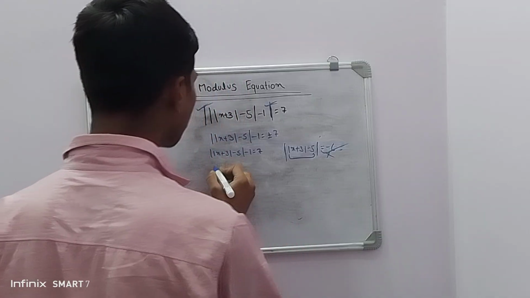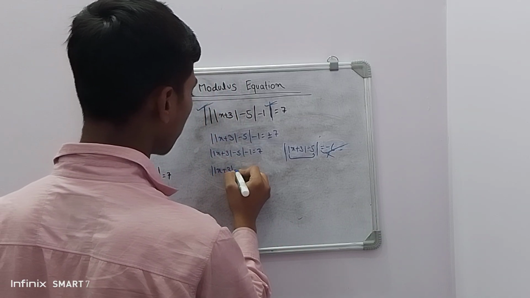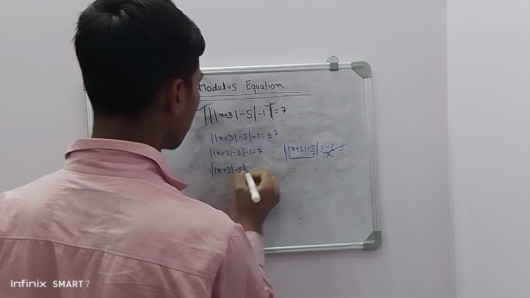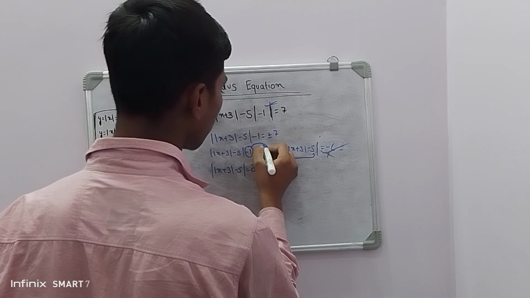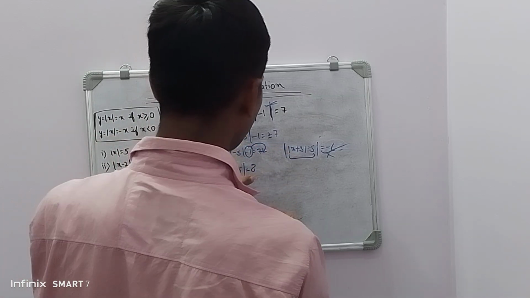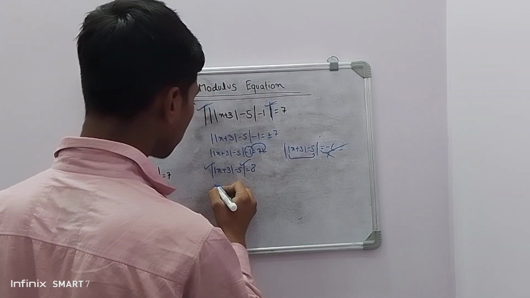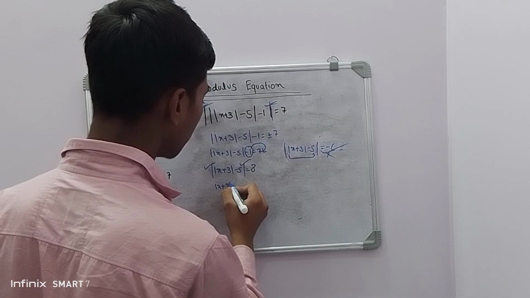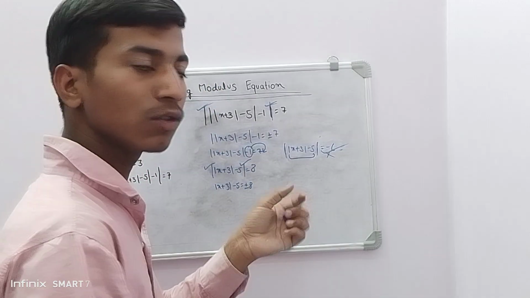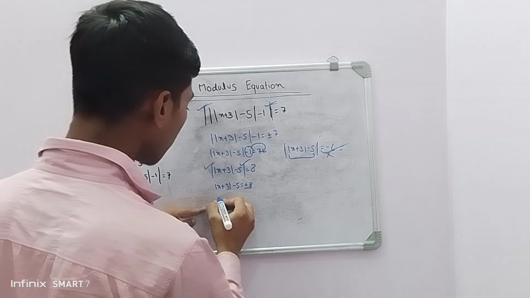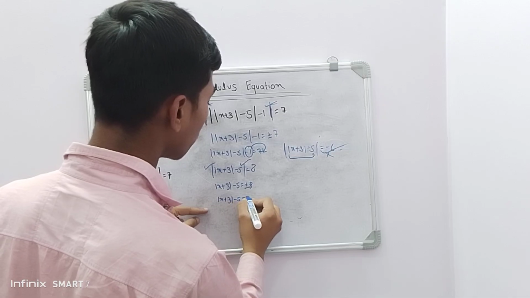And solving this, we get here ||x + 3| - 5| is equal to 8, because this is not in the mod, and if you move it to this side it becomes plus 1 and it becomes 8. And removing this mod, we get |x + 3| - 5 is equal to plus minus 8. When you remove the mod, you will get the plus minus sign. So again, |x + 3| - 5 is equal to plus 8.